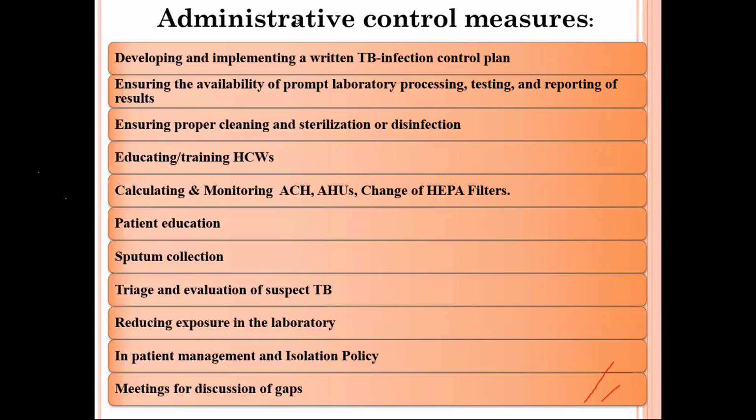So all the infection control is related to pneumonia in ICU, VAP, central line से कितने infection हो गए, that every hospital is calculating, but they are not giving attention to the airborne infection control. Then ensuring an availability of laboratory processing, testing and reporting of results, ensure proper cleaning and sterilization and disinfection, educating and training healthcare workers, then calculating, monitoring ACH, air handling units and HEPA filters, patient education, sputum collection. So on all this, administration has to make some policies if we want to have a good airborne infection control. Next.